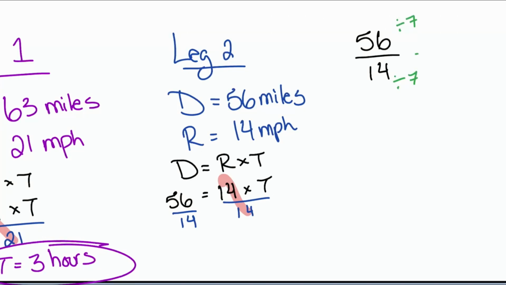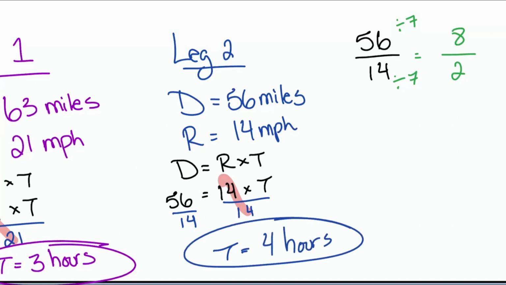And once we do that, we'll see that we have 8 over 2. Everyone, what's 8 divided by 2? Yep, that'll end up being 4. Again, 56 divided by 7 is 8. 14 divided by 7 is 2. And then 8 divided by 2, that's going to give us 4. So we'll write that down here, our time being 4 hours.